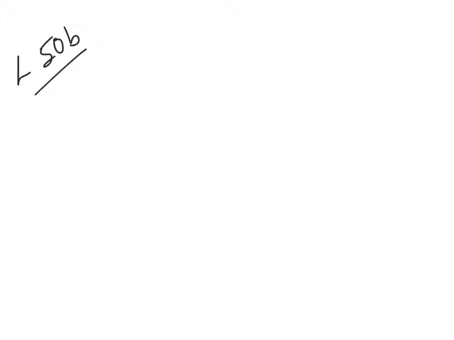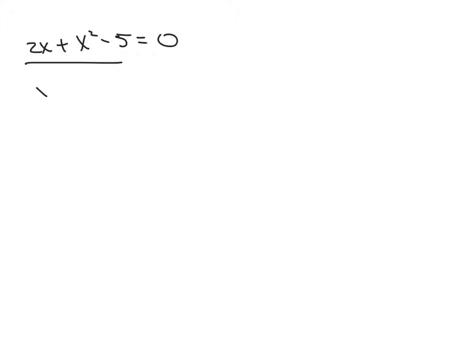This is lesson 50B as in boy in Algebra 2, completing the square, and we're starting out with our next example, example number 50.2. So let's go ahead and see what we've got. Okay, now the key thing is to arrange. Our x squared goes first, our x goes next, our number goes last, and it always equals 0.